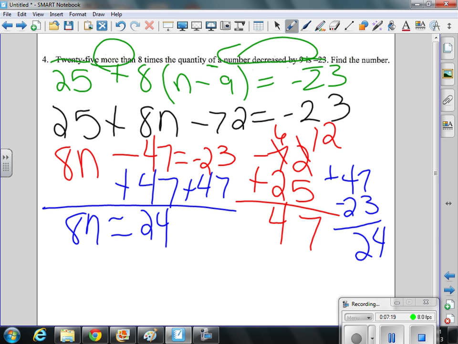Now my goal is to isolate the variable, and the opposite of multiplying 8 times n would be division. So I'll be dividing both sides by 8. So n equals 3.